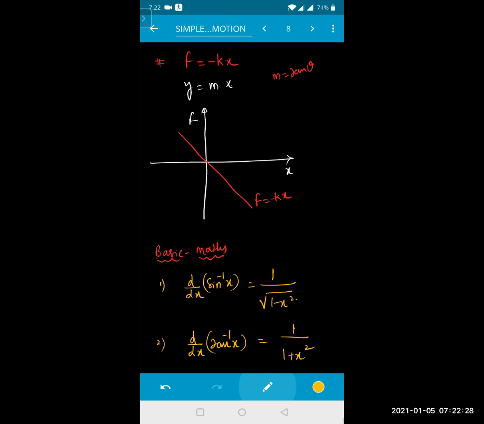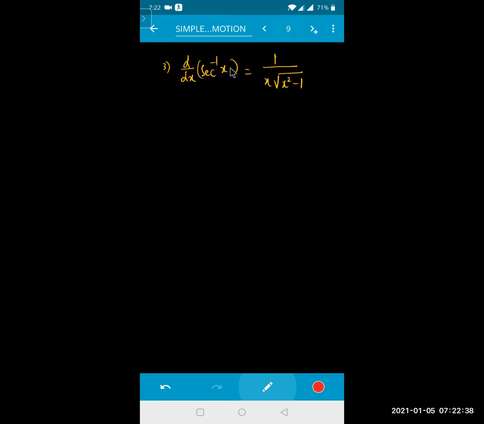In this, the first one we will be using right now in the derivation. You need to just remember this one. Differentiation of sine inverse of x is equal to 1 by under root of 1 minus x square. In the same way, integration: integral of 1 by under root of 1 minus x square into dx will be equal to how much? Sine inverse of x.